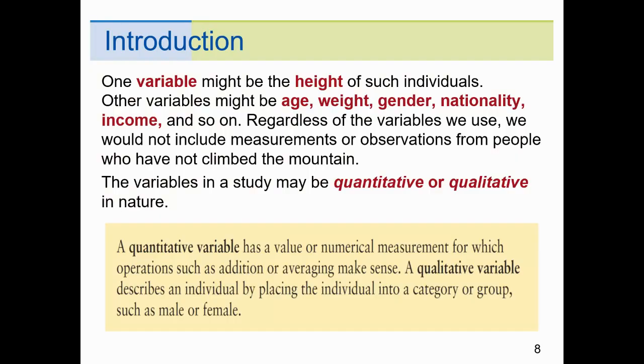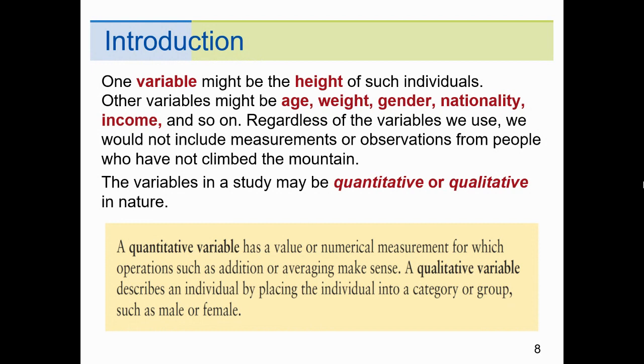I digress. Another variable may be the height of these people who have climbed Mount Everest, their age, their weight, their gender, nationality, income, and so forth. Regardless of the variables we use, we don't include measurements or observations from people who have not actually climbed the mountain. Now, these variables, the height, the age, the weight, and gender, could be quantitative or qualitative. Right?